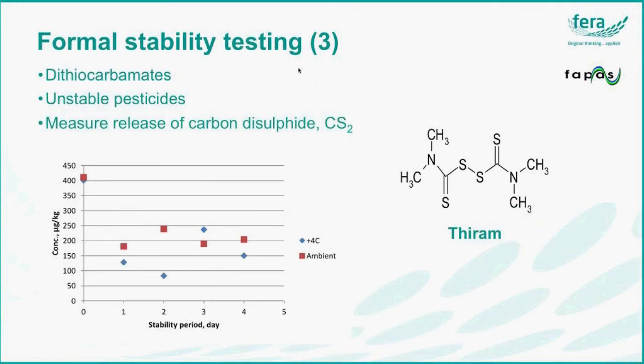Another specific example was for dithiocarbamates. These are very unstable pesticides, and in fact its analysis exploits that because it measures the release of carbon disulfide as the dithiocarbamates break down. A typical example would be thiram.